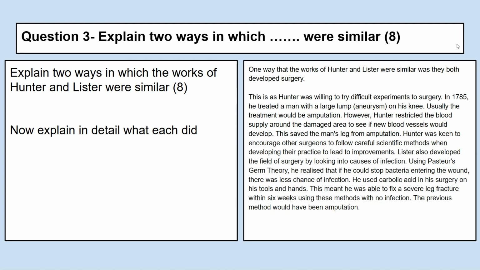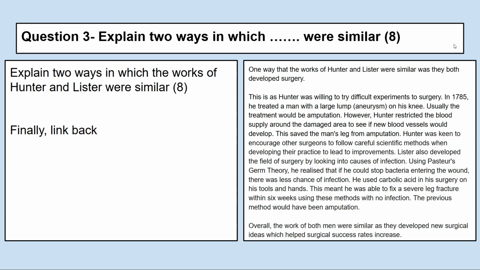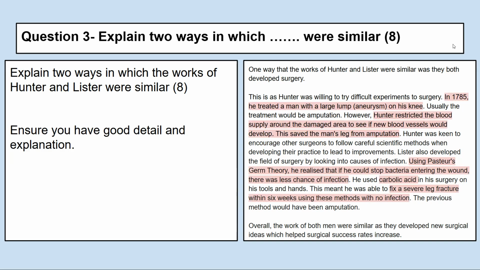So you can see here, I could have talked about both avoiding limbs from being amputated, but that's quite narrow. Focusing on surgery gives me more that I can talk about. And now at the end of that paragraph, I'm just linking back. So overall, the work of both men was similar as they developed new surgical ideas which helped surgical success rates increase. And hopefully we can see in this answer, I've just highlighted some examples here where I've got really precise knowledge. I know what I'm talking about. I'm showing a good understanding.